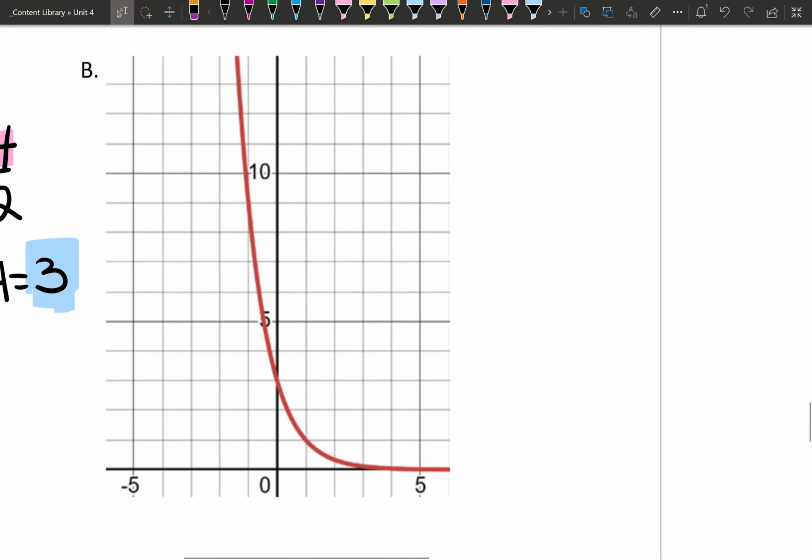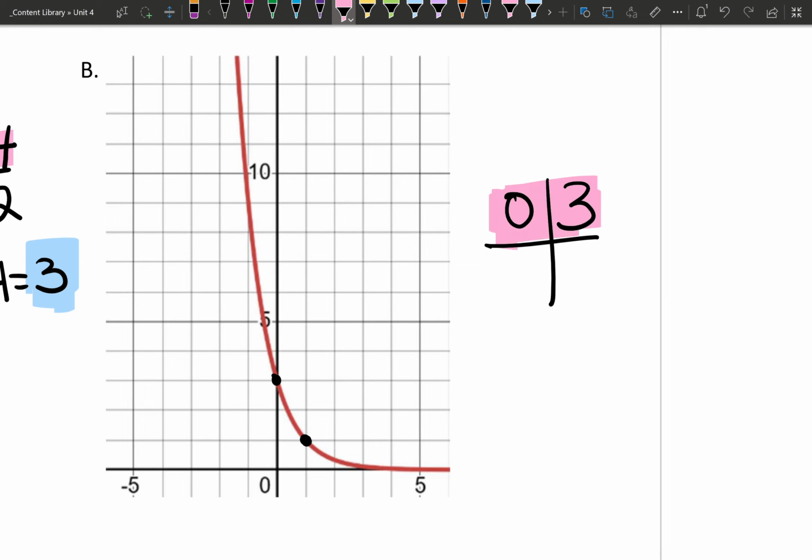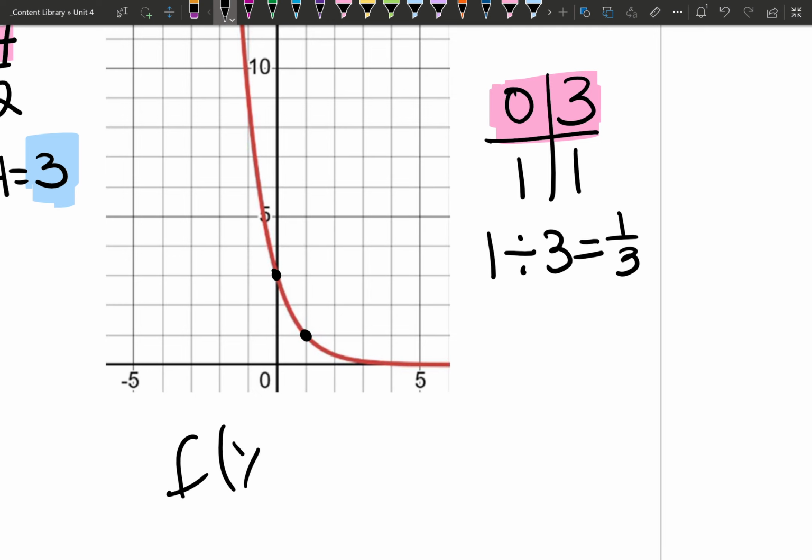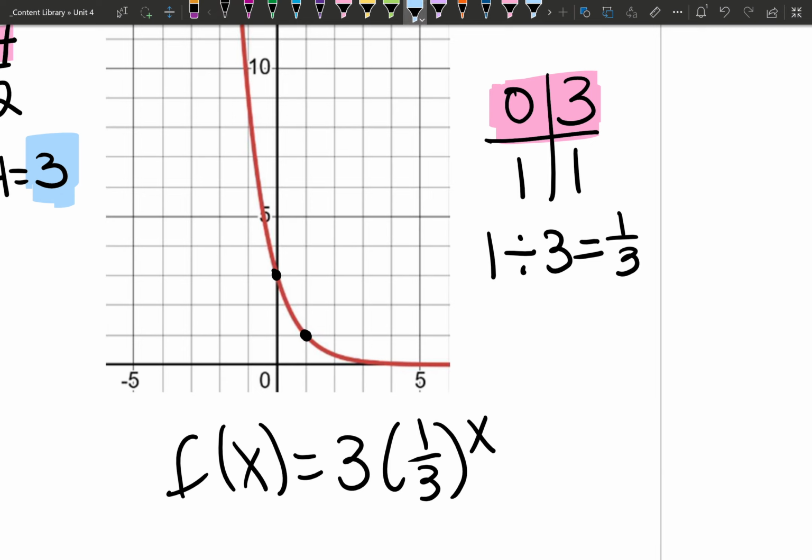Letter B. Let's do the same thing. Let's use this point and this point. Of course, I'm using the y-intercept, (0, 3). It's a great thing to use and to start with. And then here the point is (1, 1). So to find our pattern, I'm going to do bottom number divided by top, so 1 divided by 3, which is 1/3. So f of x equals 3 times 1/3 to the power of x.